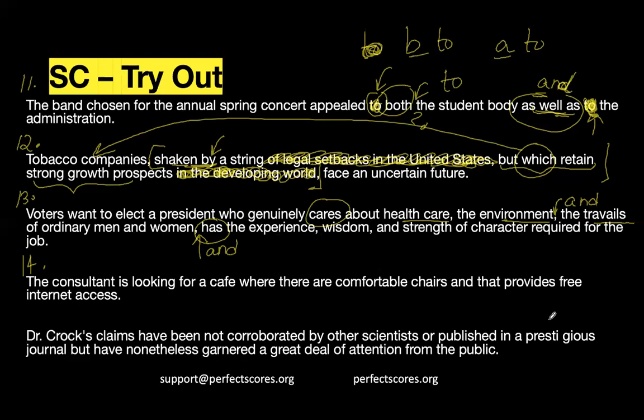And free internet. I don't think the "provide" should be there. Yep, "provides": where there are comfortable chairs and free internet access. Yeah, that would be fine. You can also say the consultant is looking for a cafe that has comfortable chairs and provides free internet access. I think there are multiple ways of writing this sentence correctly. Okay, 15th, the last one.